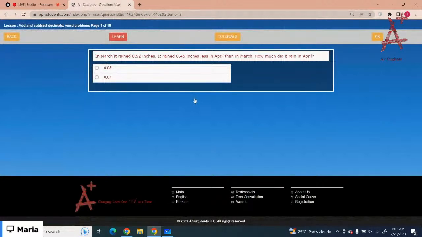In March, it rained 0.52 inches. It rained 0.45 inches less in April than in March. How much did it rain in April? So in March, it rained 0.52, and it rained 0.45 less in April. You have to calculate how much it rained in April. Basically, you have to subtract 0.45 out of 0.52. Got it? And you will get the rain that is in April. It would be 0.52 minus 0.45.